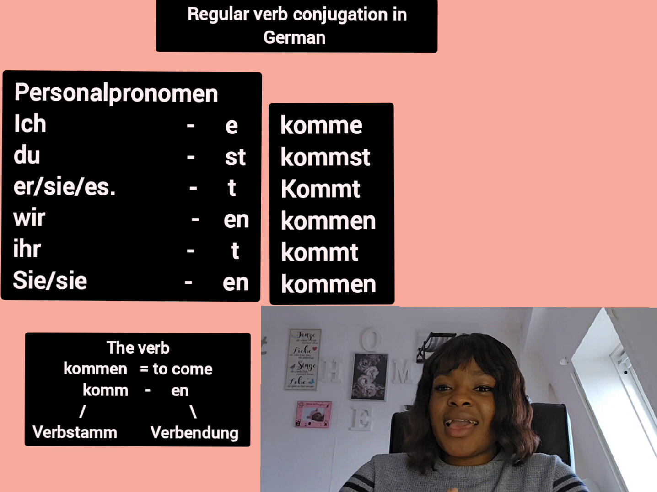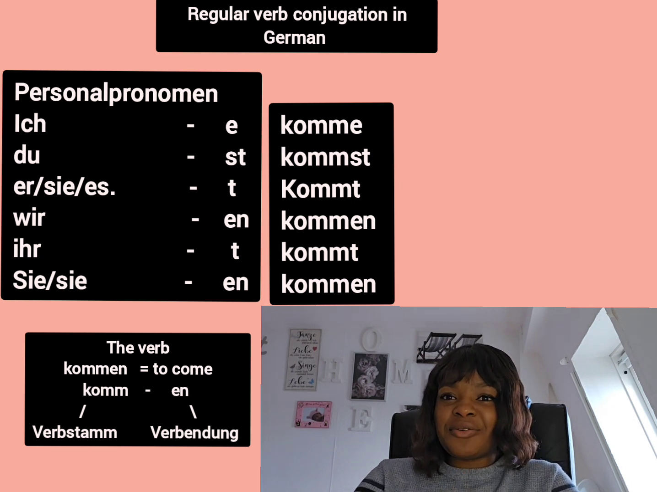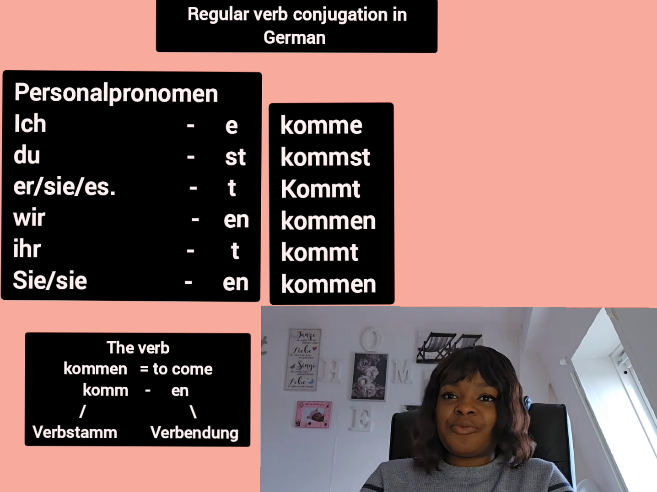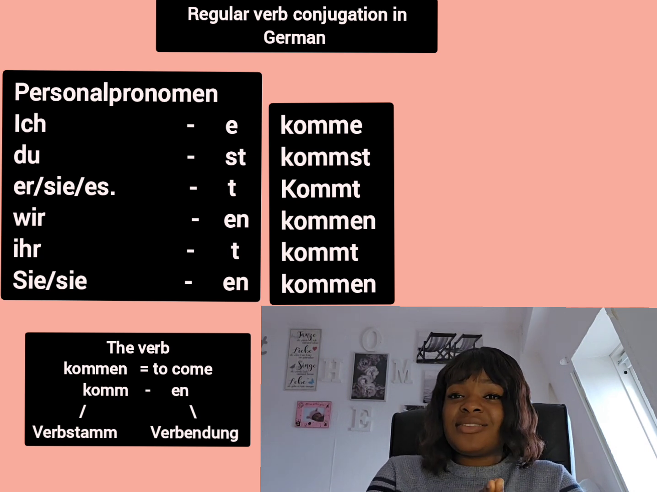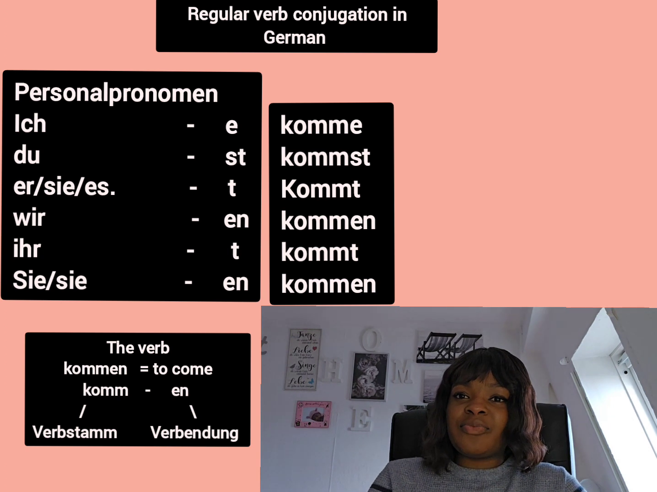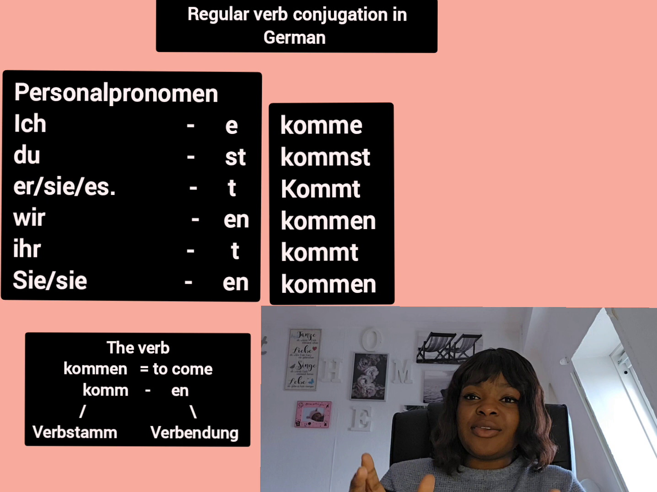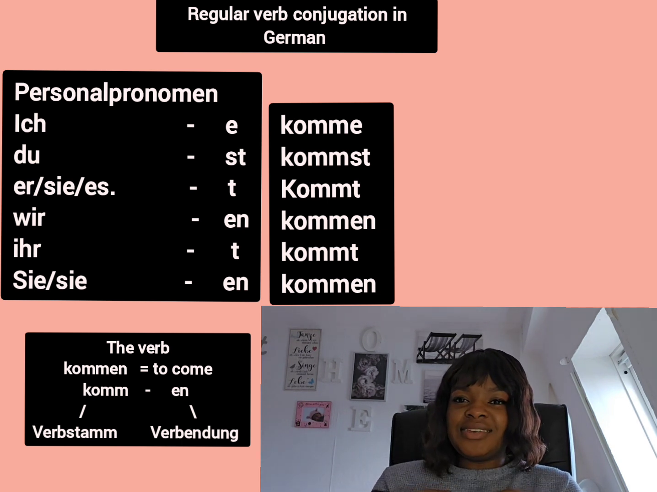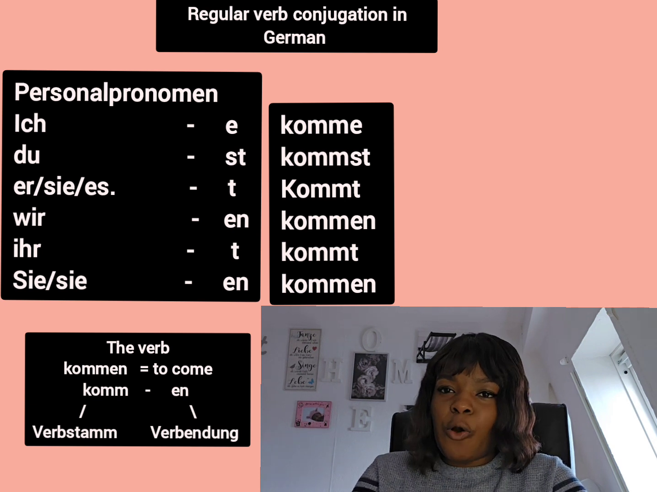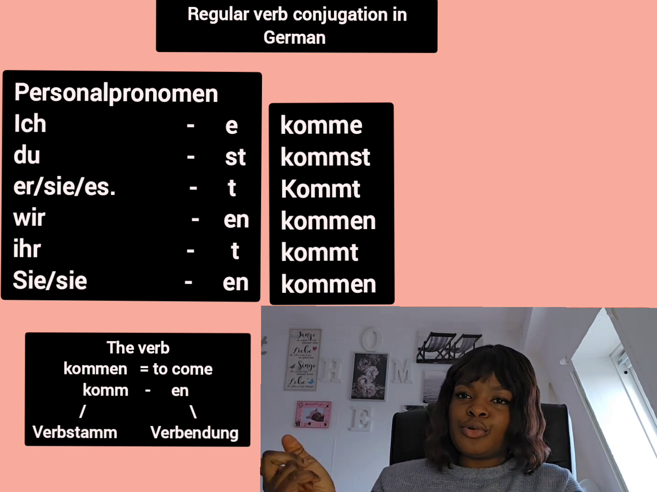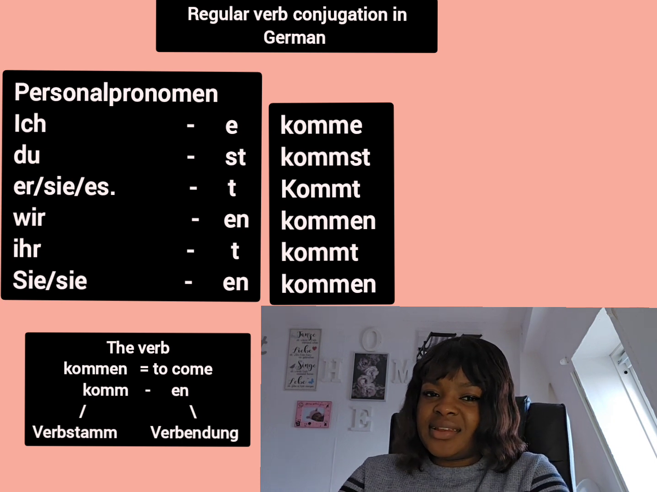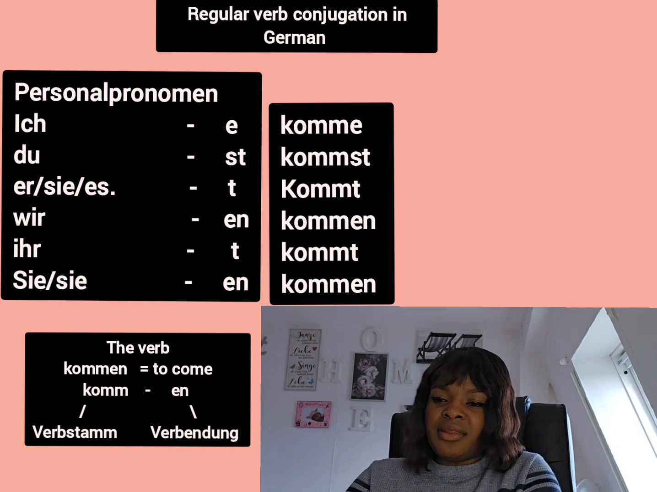Not to forget, we have some verbs that are irregular verbs, but today we are discussing regular verbs. That means there are some verbs that don't take these endings that we have. At the end of this video, I'll be giving some list of regular verbs that you can use these endings for. So the verb kommen, ich komme. Du kommst. The verb stem plus the ending.